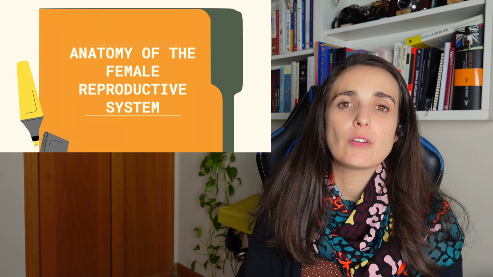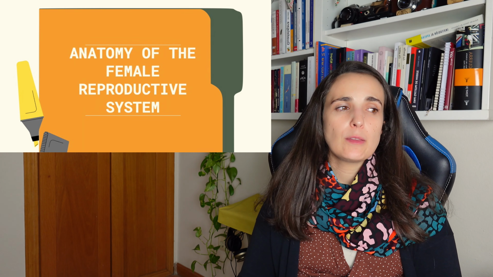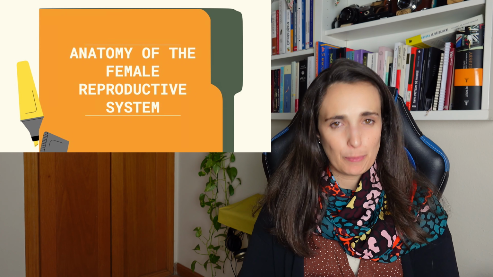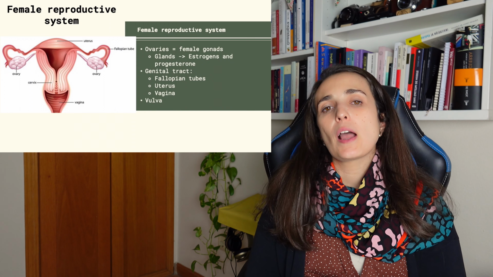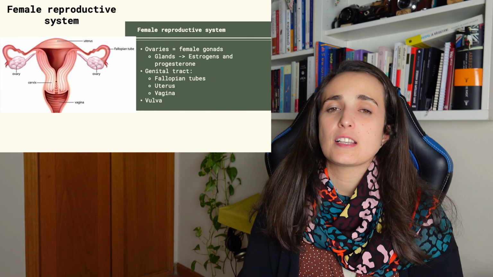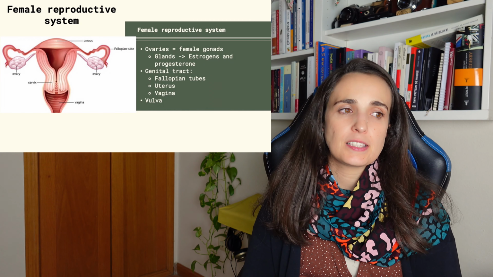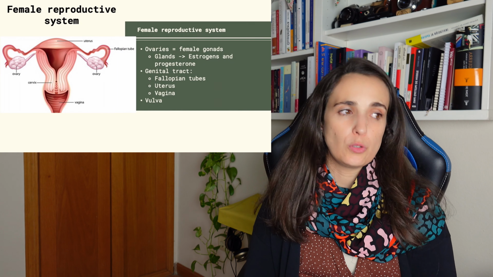Then we have the female reproductive system. We can say that except for the vulva, everything is inside the female body, okay? If we go from the outside to the inside, the first part is going to be the vagina, next the cervix, and then the uterus, okay?